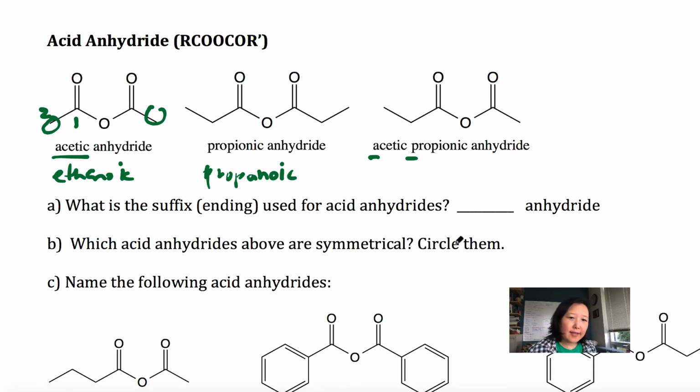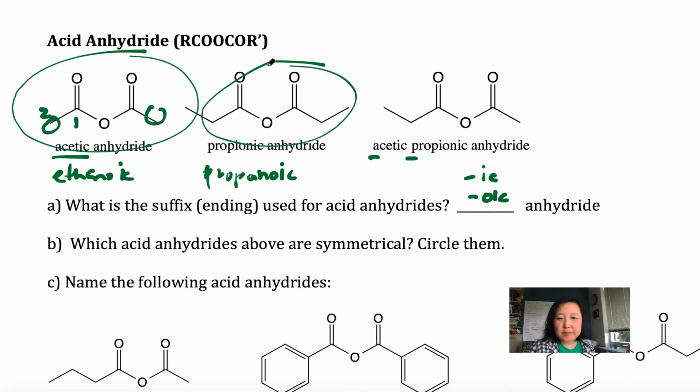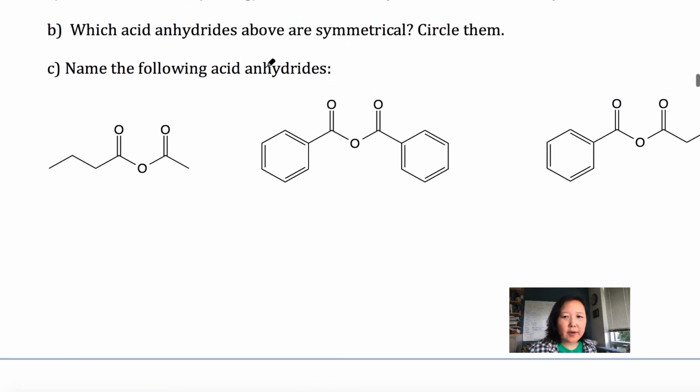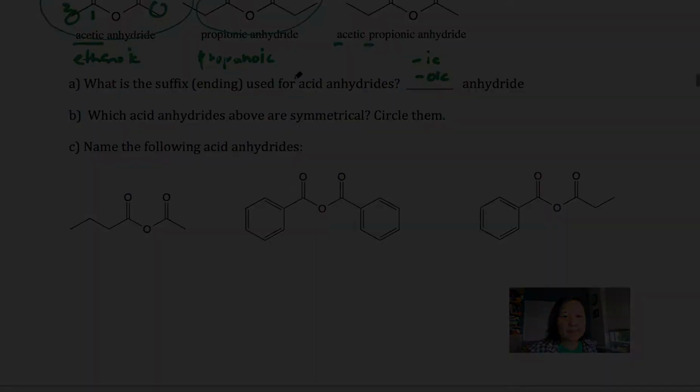Okay, so the suffix ending used is just like with carboxylic acids, ic or oic. And the symmetrical ones are where the R groups are the same. So go ahead and practice with these.